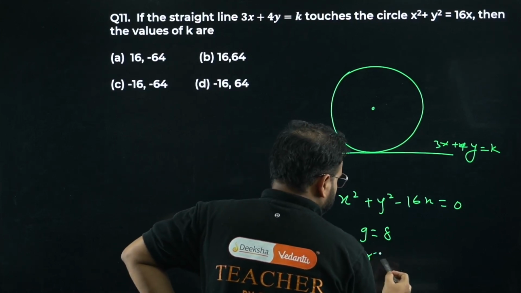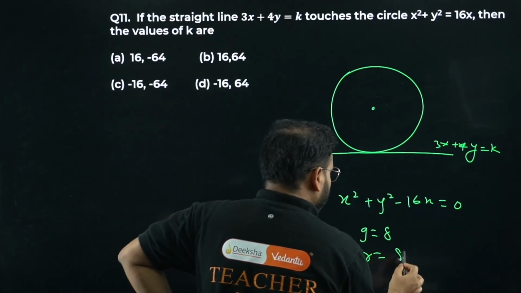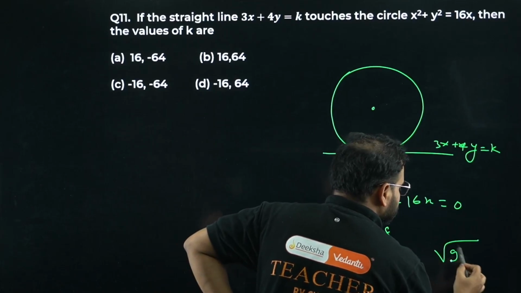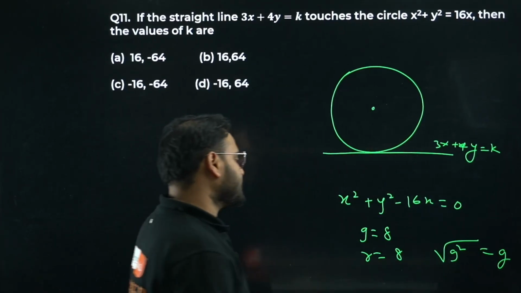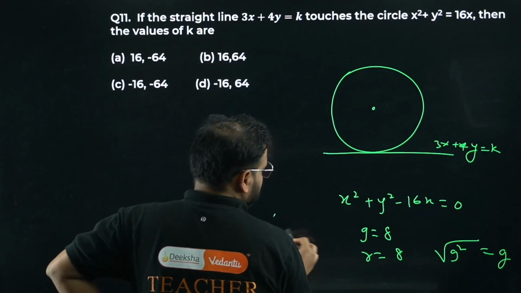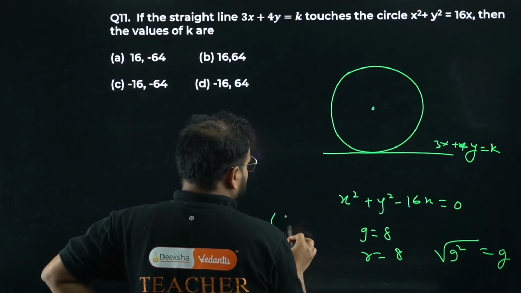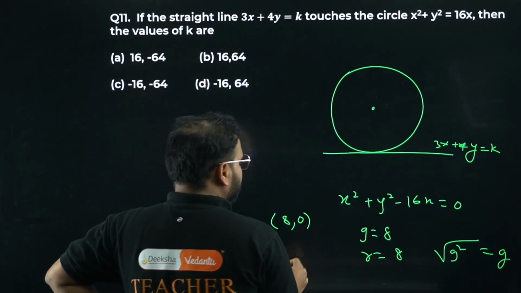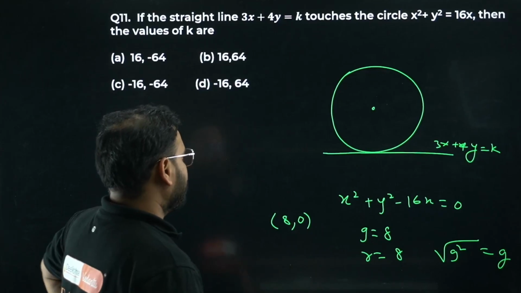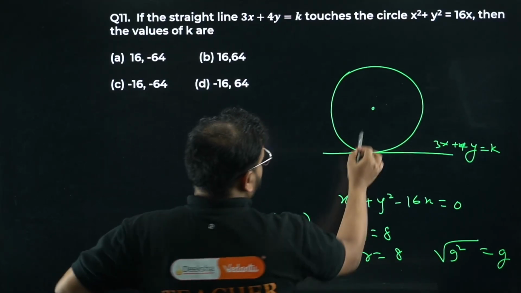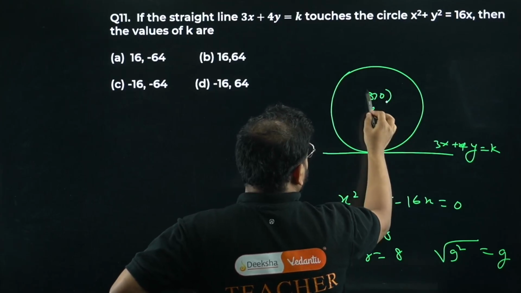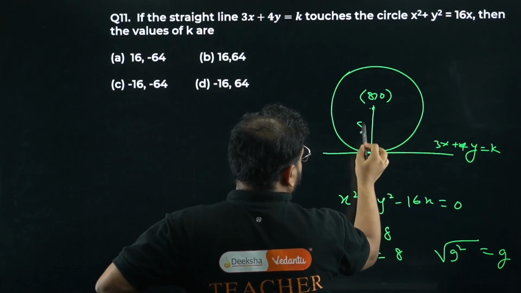And what is the radius, sir? Radius is also 8 only, because we write root of g square plus f square minus c, with c being 0. It will become simply g only, right? This is the radius. What was the center? g comma f. It will become simply 8 comma 0, right? Please check. This point is 8 comma 0. And this value is 8.